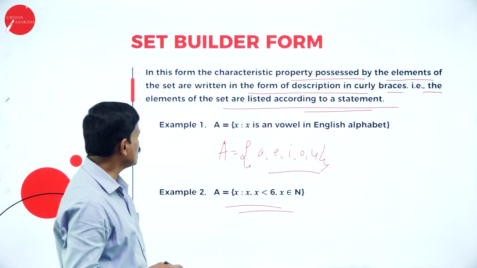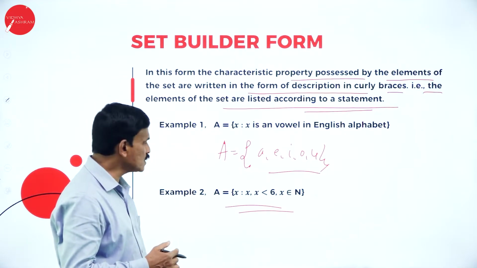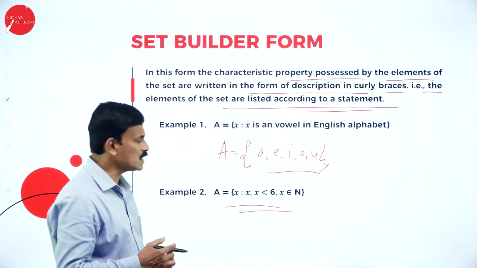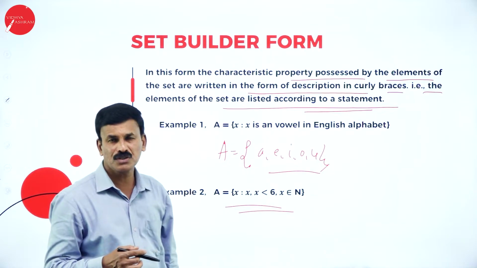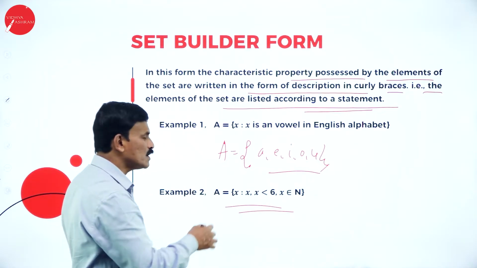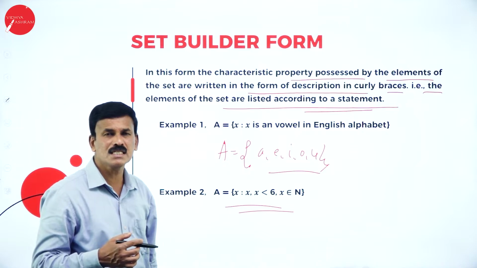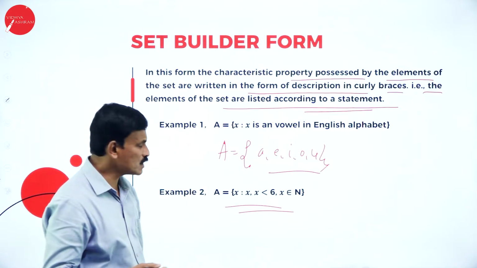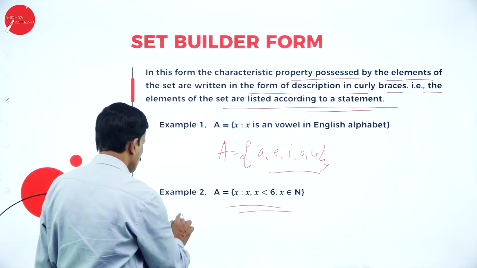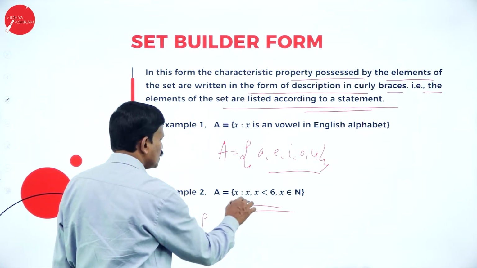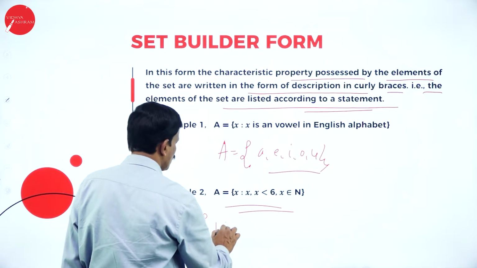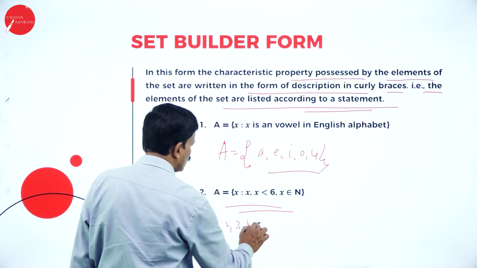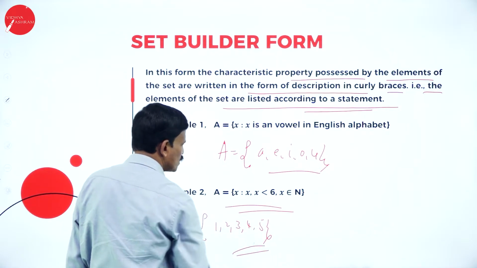Now another example: x such that x is less than 6, where x belongs to the natural numbers. This is an example of set builder form. If you write the elements, what do you get here? All the natural numbers less than 6, that means 1, 2, 3, 4 and 5. These are the elements of the set.